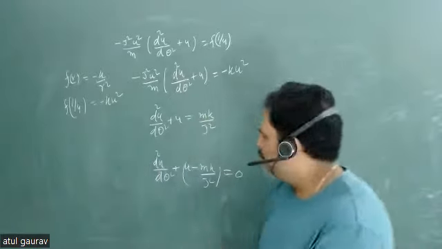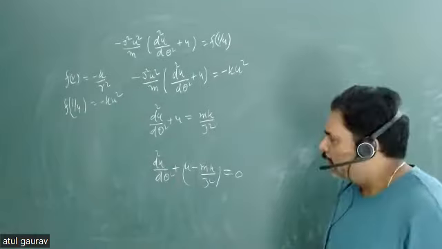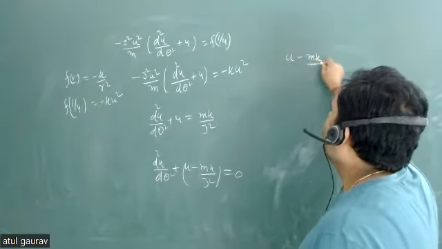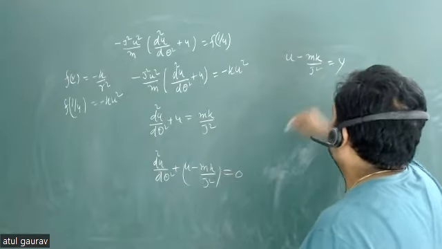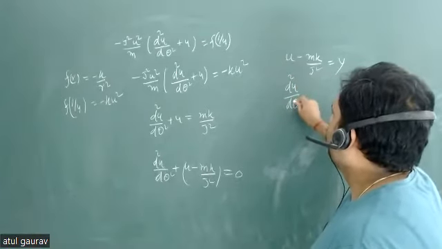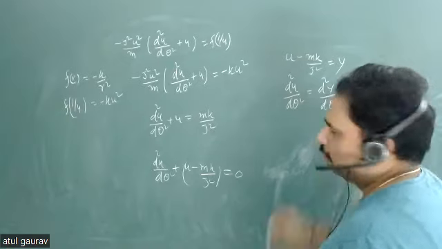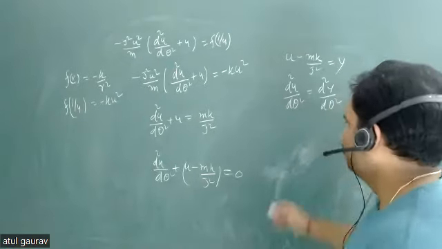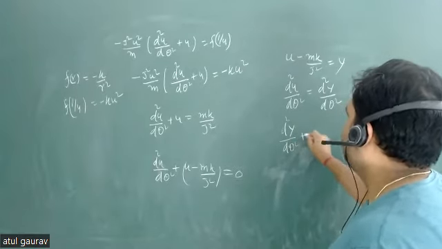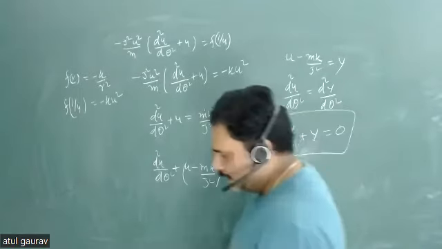Now this is very simple. This is linear in u. So if it is linear in u, you can easily solve it. How can you solve it? You can put u minus mk upon j square is equal to y. And then d square u upon d theta square is equal to d square y upon d theta square. So what will be the solution? D square y upon d theta square plus y is equal to 0. Very famous differential equation, isn't it?